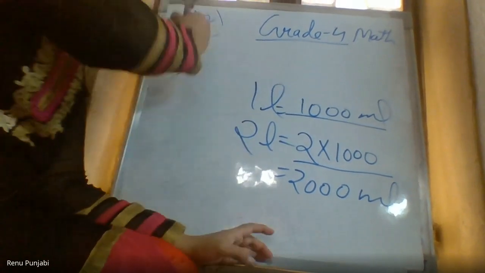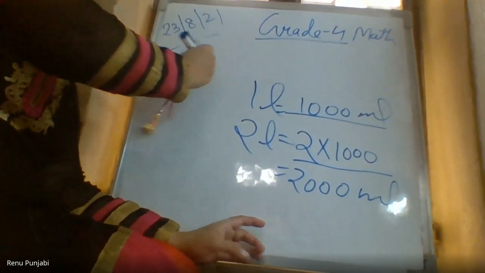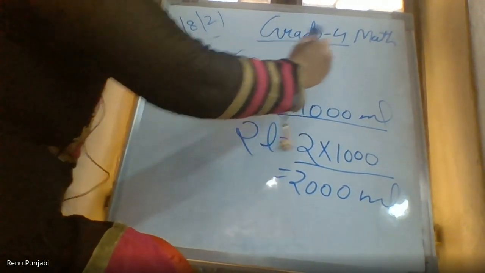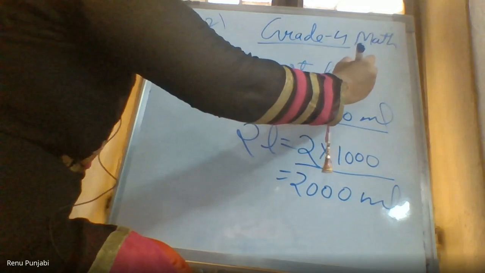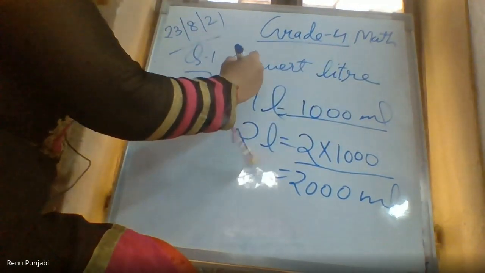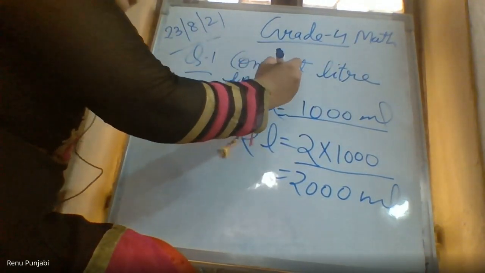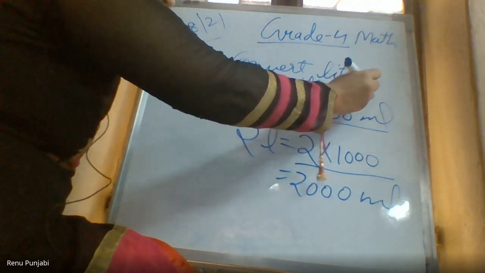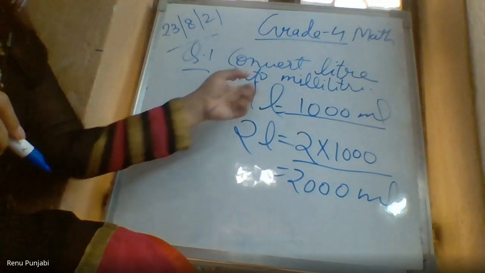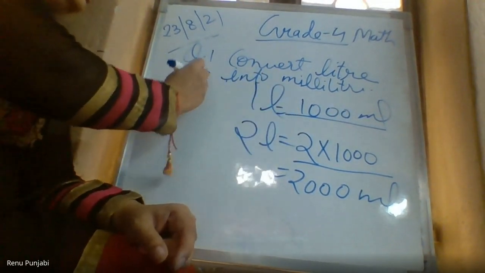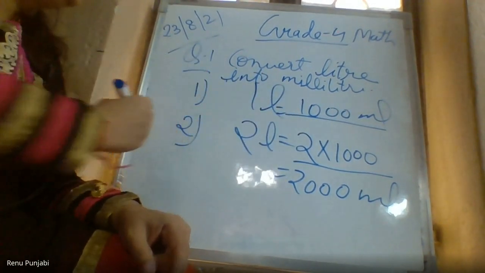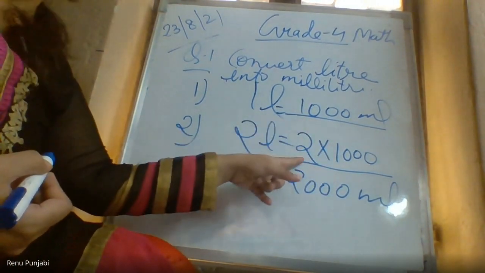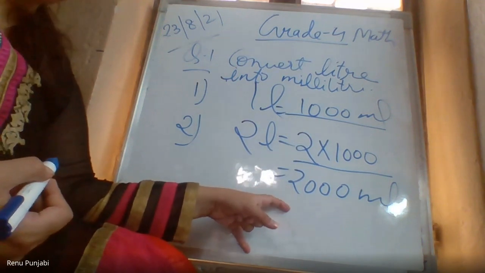So now write the question number 1. Convert liter into milliliter. One liter equals 1000 milliliter. First sum: 2 liter equals 2000 milliliter. And what are you doing? 2 multiplied by 1000. That also you need to write, equals 2000 milliliter.